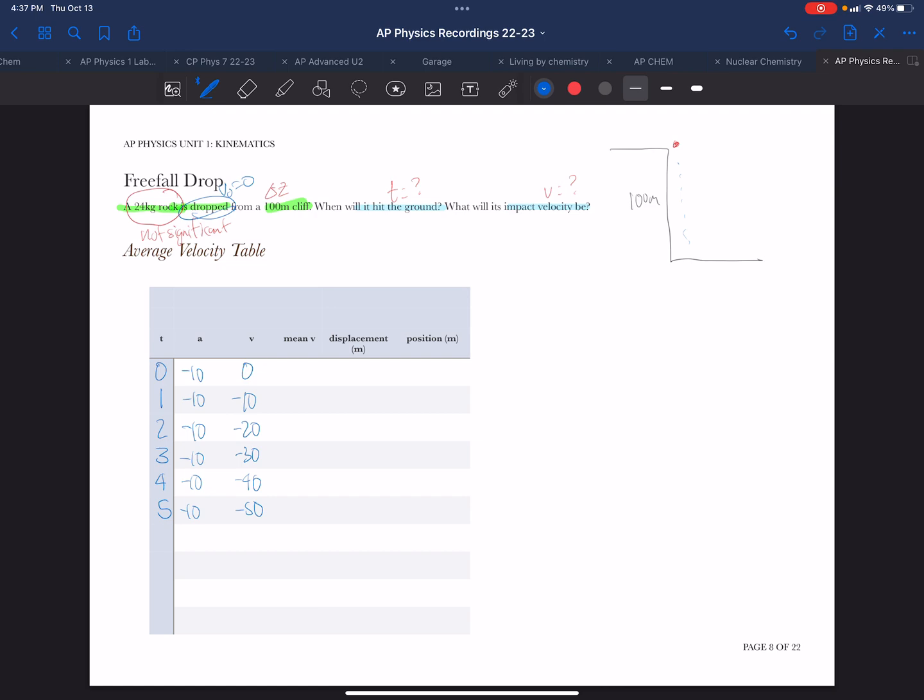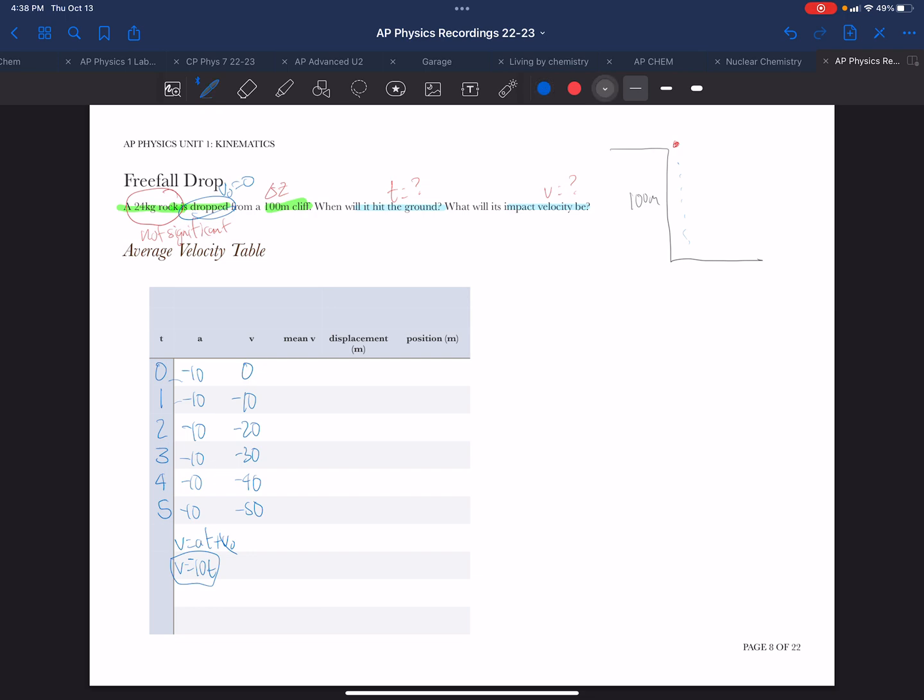Now, how we got this number is we're actually using this equation, v equals at plus v0. The acceleration is -10, and the initial velocity is 0, so v equals -10t. We're just taking these two numbers and multiplying them together. But we didn't need a formula for that. We just understand that's what acceleration is. The velocity changes by 10 meters per second every second.